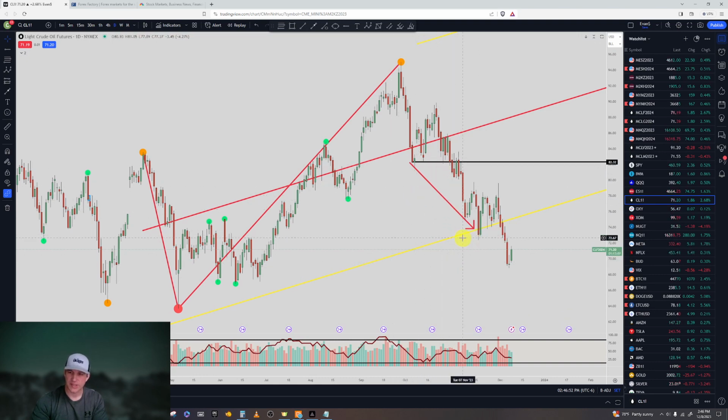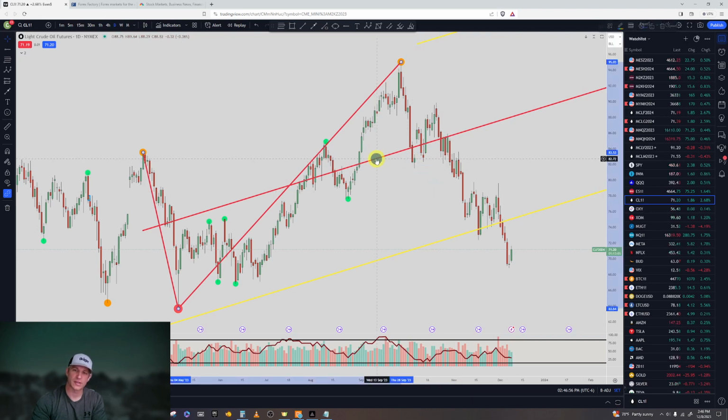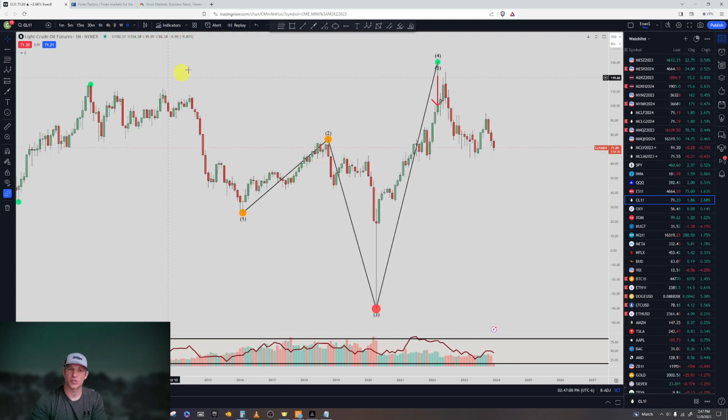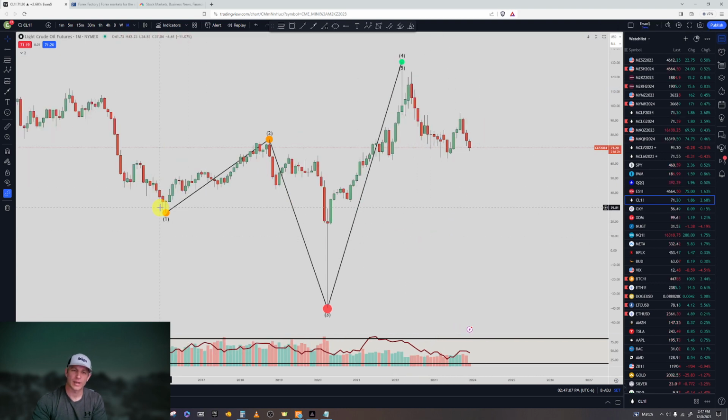Now that one is already said and done for this year, but let me show you something I just noticed that is a potential trade setup for 2024. So usually going to the monthly chart right here, let's take this off of there. Here we have point 1, point 2, lower low point 3, and then high point 4.